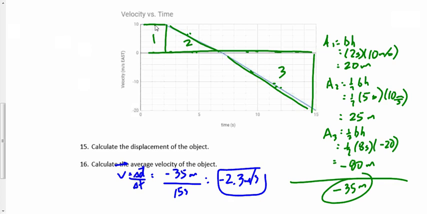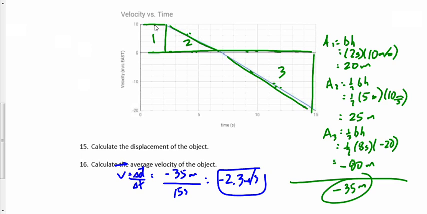Is it going at a negative velocity the whole time? No. In number one, it's a constant positive velocity. In number two, it's a decreasing positive velocity. In number three, it's a negative velocity, an increasing negative velocity. The overall average velocity is negative because in the end, we're in that third stage longer, right? We're going in negative velocity. We're going backwards for longer than we're going forwards, right? For 8 seconds versus 7 seconds in a higher velocity.